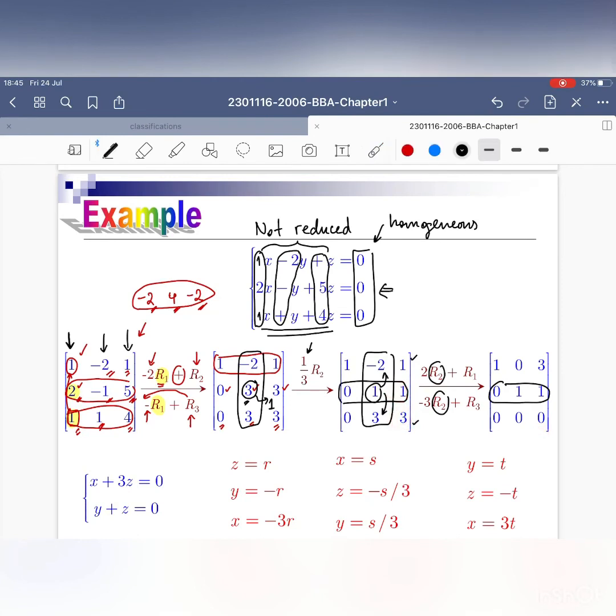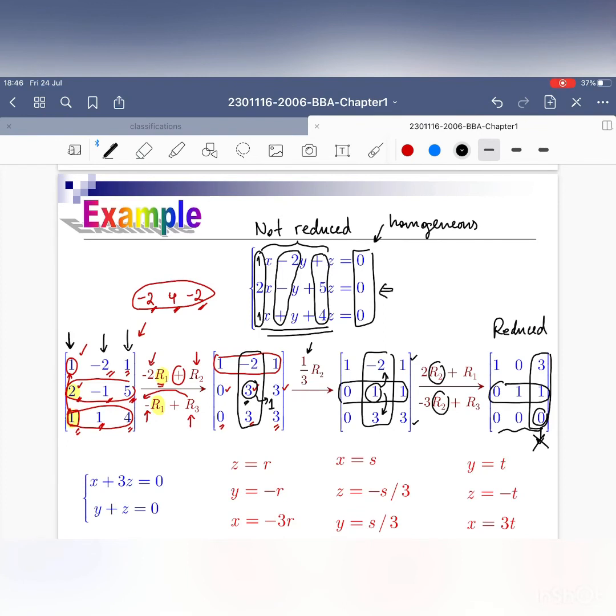Then you sweep to your last column, and look at the last position of your last column and look at the one below if it is 0. But you don't have anything below, so it means you are done, and this one is already reduced.